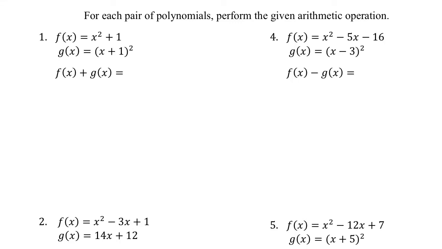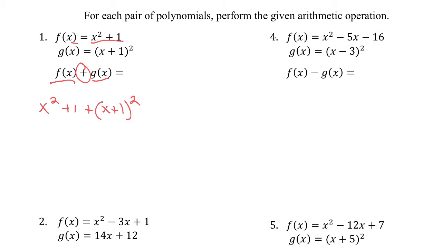Okay, so it says for each pair of polynomials, perform the given arithmetic operation. So you're just doing what it tells you to do. You take the function f and you add the function g. So I've got the function f up here. I'm going to take x squared plus 1, and then I'm going to add (x plus 1) squared.